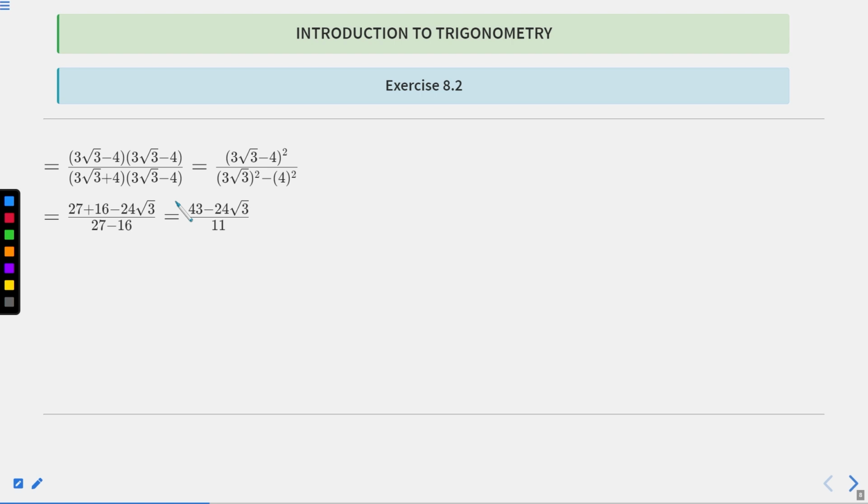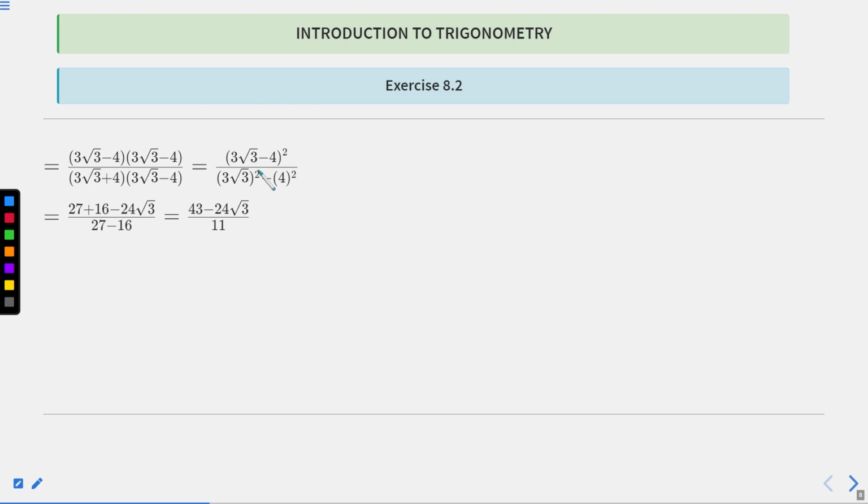Okay, and so in the numerator this is equal to 3 times root 3 minus 4 whole square, and in the denominator this is 3 times root 3 whole square minus 4 square. Okay, and if we further simplify it, then this is equal to 27 plus 16 minus 24 times root 3. Okay, and in the denominator this is 27 minus 16.